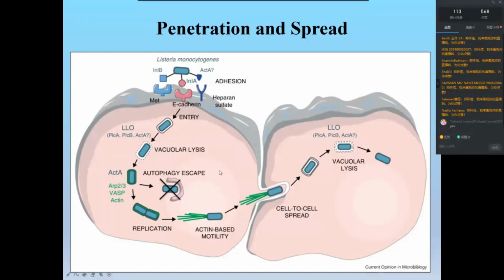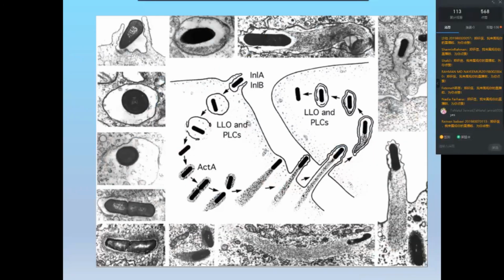So this is a very famous picture in medical microbiology. This is not just drawn. The scientists actually saw this happening in the cell with electron microscope. So this is what was published in the paper. In the middle is a model. It's a drawn model, but the outside images are just the real images under electron microscope.